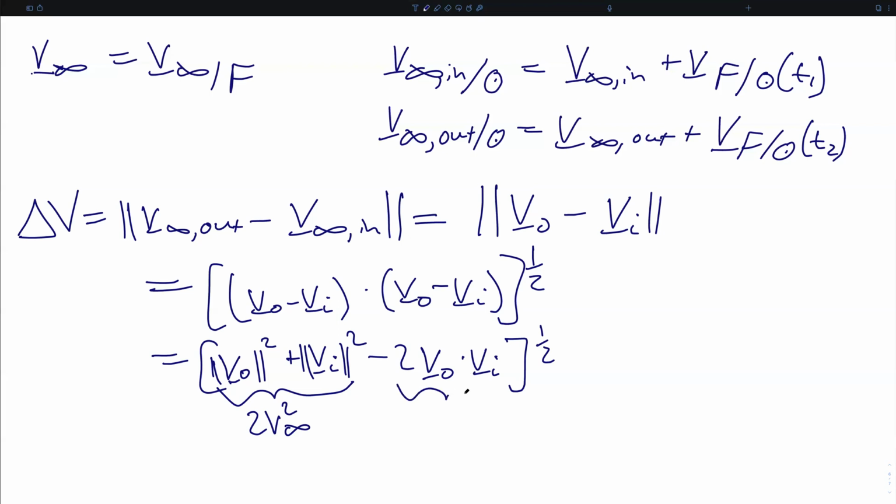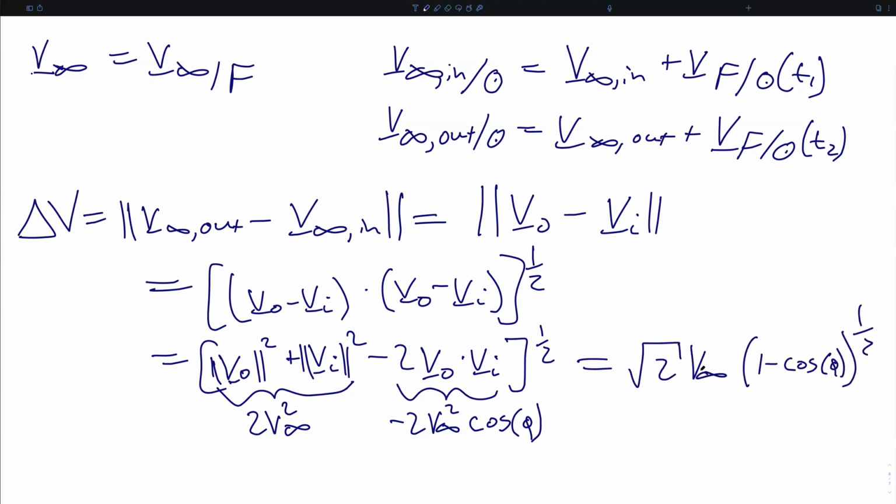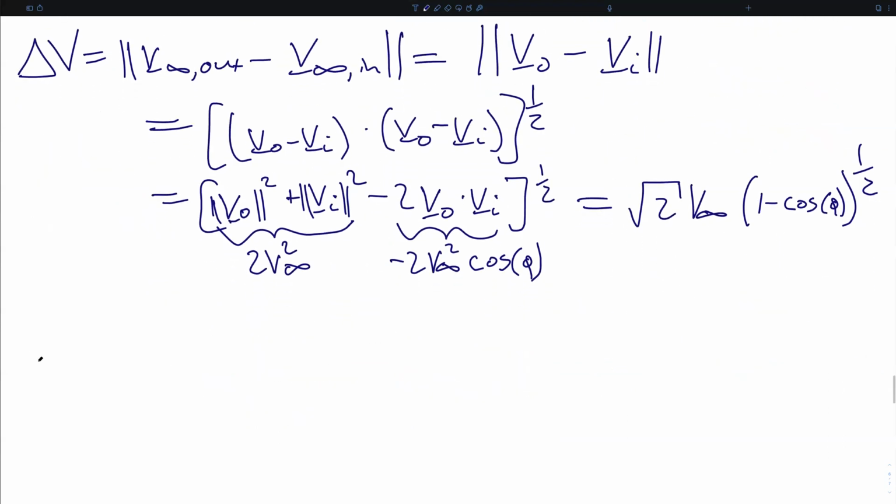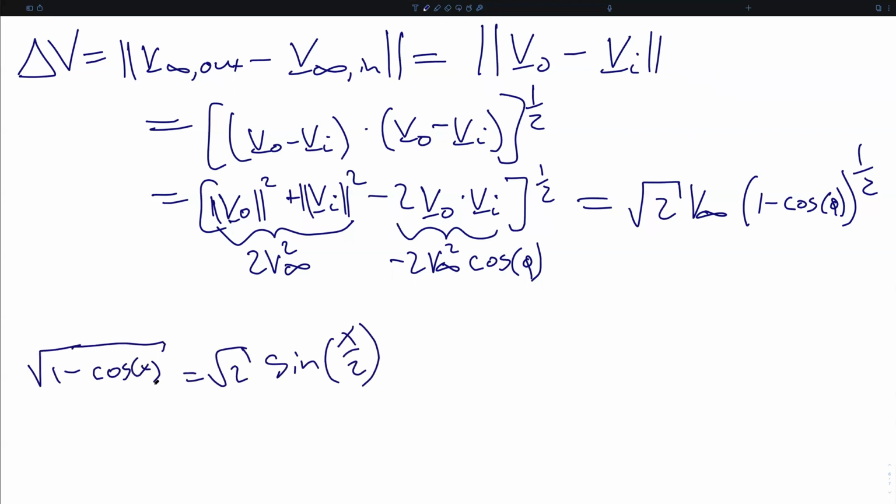And so this is negative 2 V infinity squared cosine phi. And therefore, the heliocentric delta V magnitude of this flyby maneuver is entirely given by root 2 times V infinity times 1 minus cosine phi, quantity square rooted. As one final simplifying step, recall that the square root of 1 minus cosine of x for any real value x is equal to the square root of 2 times the sine of x over 2.